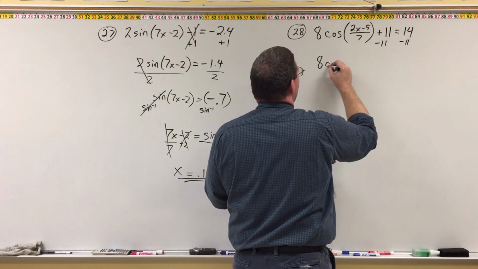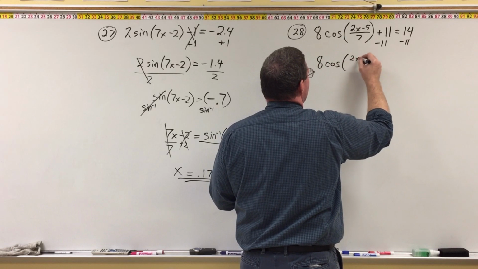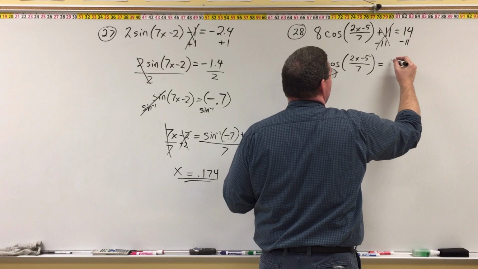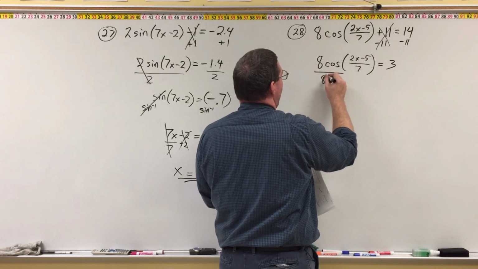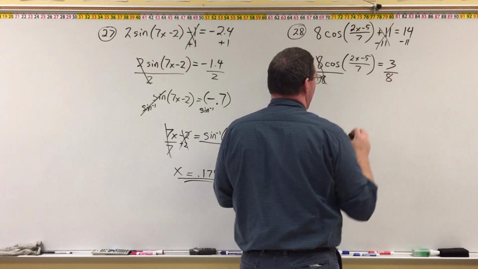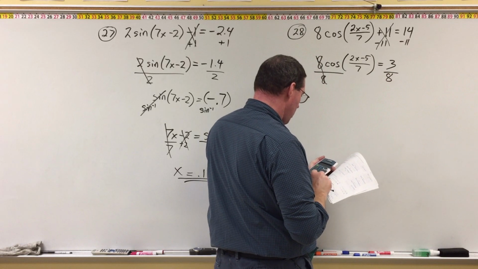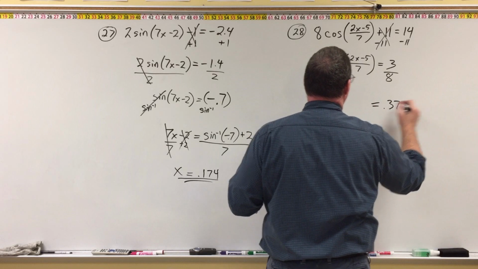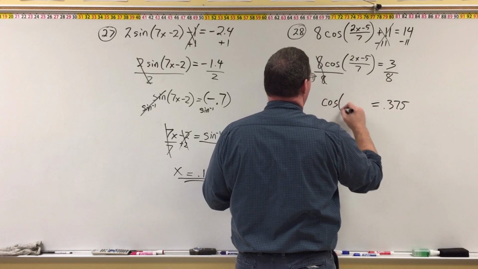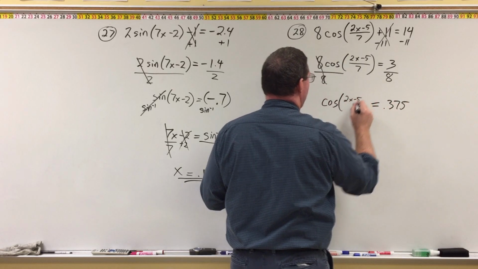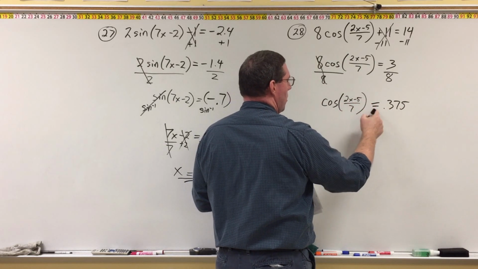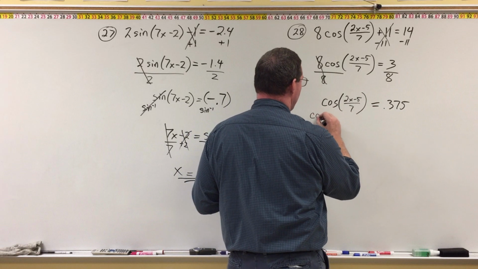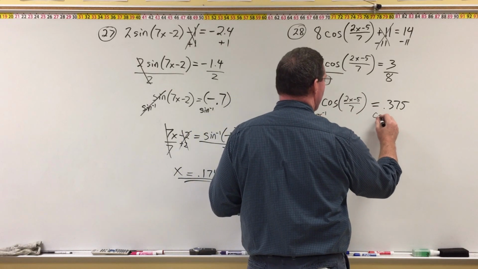And I'm going to get 8 cosine of 2x minus 5 over 7 is equal to 14 minus 11 is 3. Then I'm going to divide by 8 on both sides. 3 divided by 8 is 0.375. So now I have cosine of 2x minus 5 over 7 is equal to 0.375. Now I need to get rid of the cosine, so I'm going to do cosine inverse to both sides.